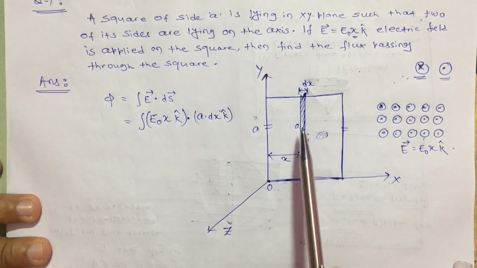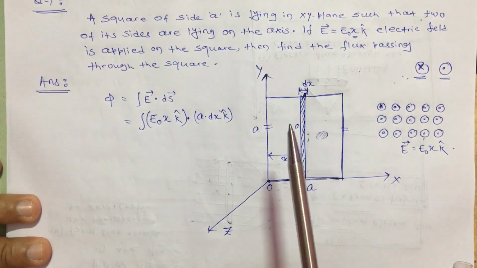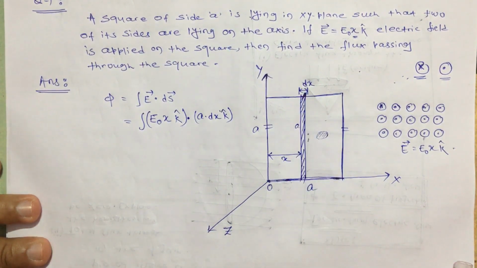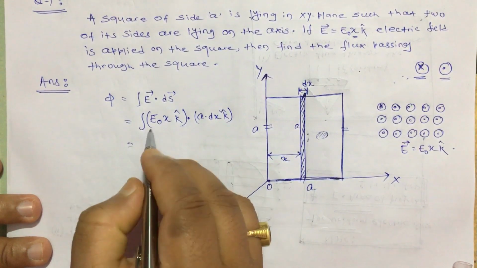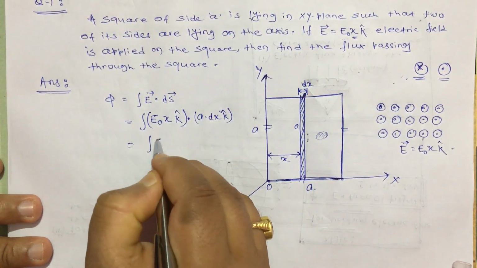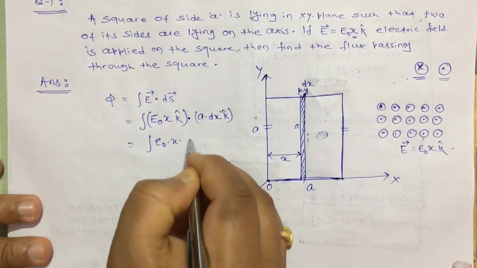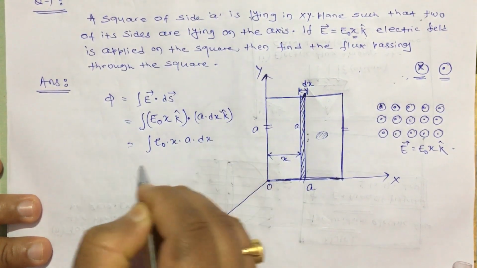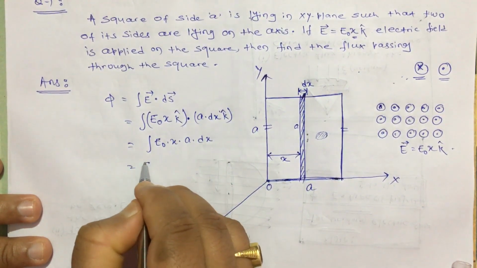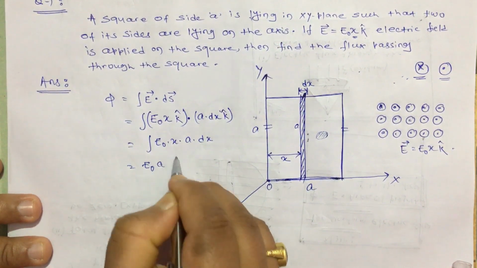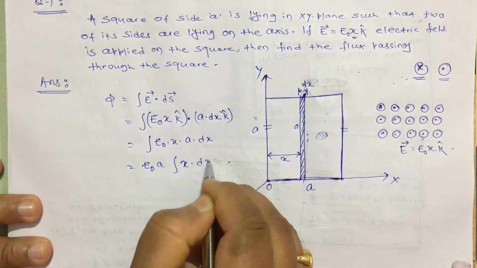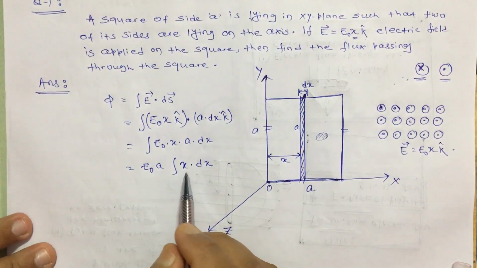Okay, and this area vector is also in the z direction, outward direction. So if I write it, I will get flux equal to E naught into x into A dx. But E naught and A are constant, so I can take them outside, and the integration is of x dx. Now, what will be the limit for this x?